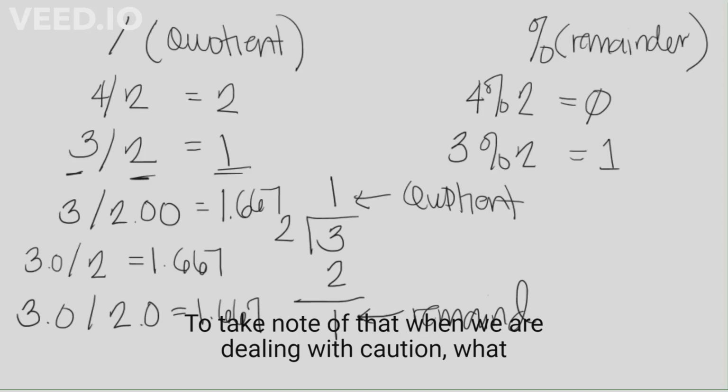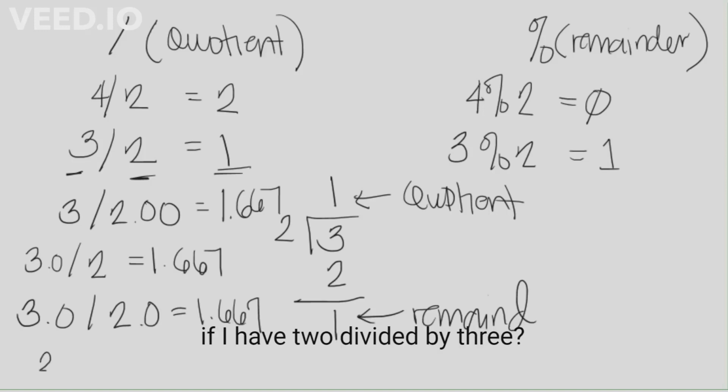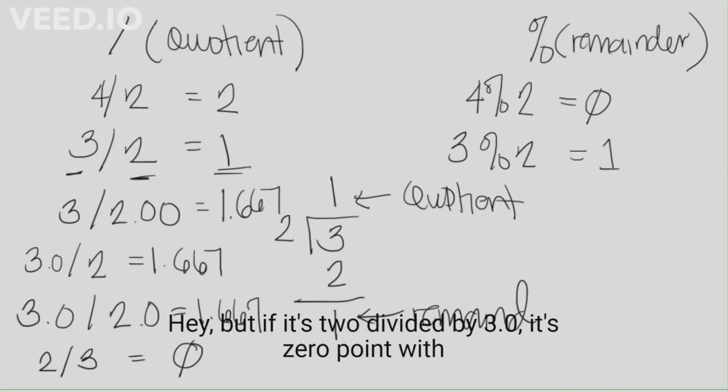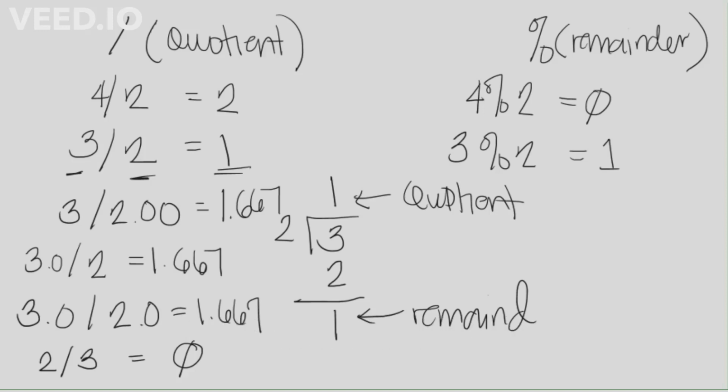So take note of that when we are dealing with the quotient. Last, what if I have 2 divided by 3? The answer here is 0. But if it's 2 divided by 3.0, it's 0 point something, with the value in decimal.